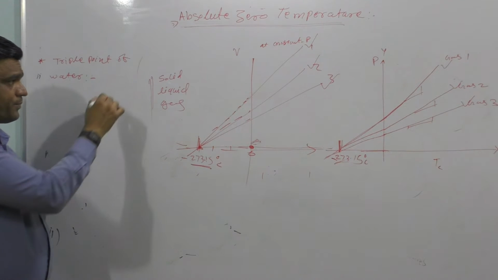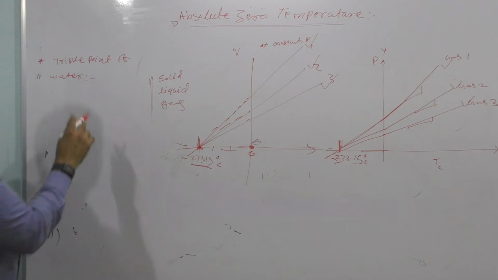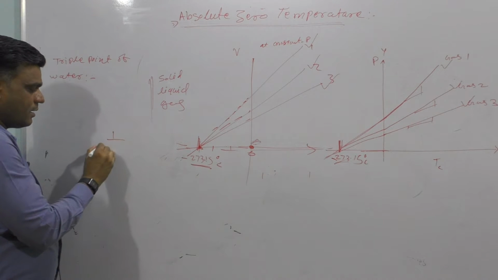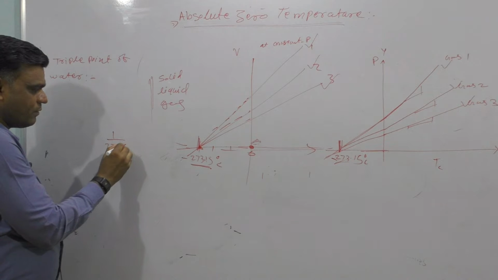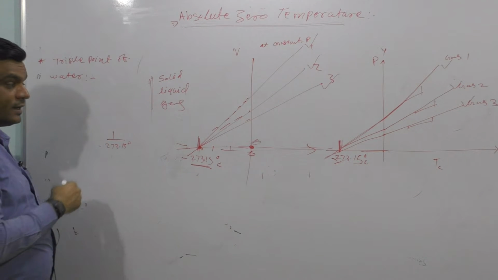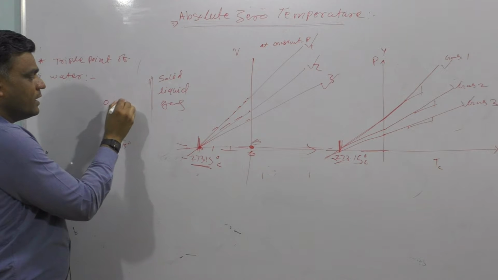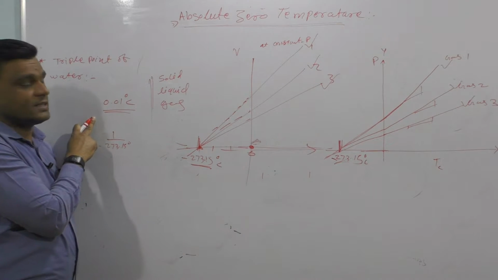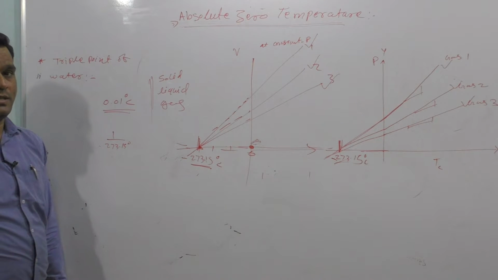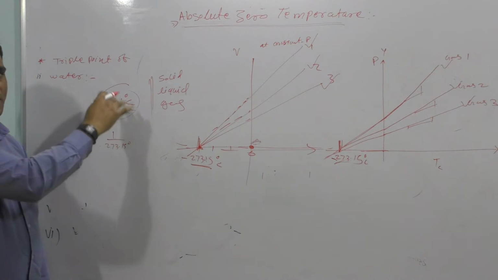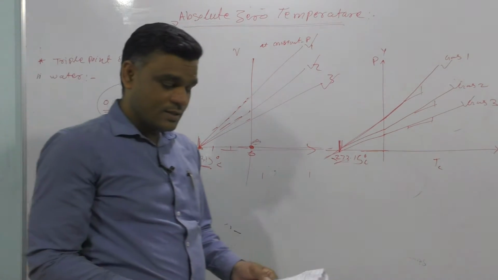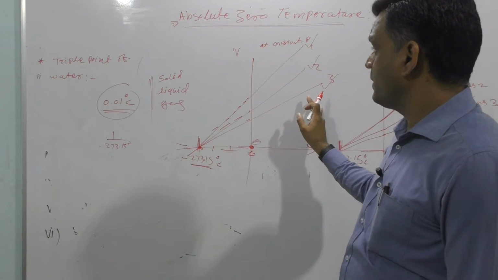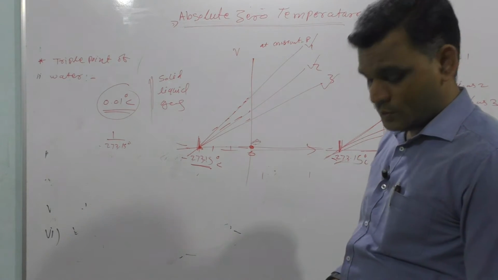Okay, and that triple point of water is considered as 273.15 degrees Celsius above the absolute zero, and this is approximately 0.01 degrees Celsius, not the exact 0. Okay, not the exact 0, it is 0.01 degrees Celsius, and now universally this value is accepted. Okay, this is about the triple point and the absolute zero temperature.